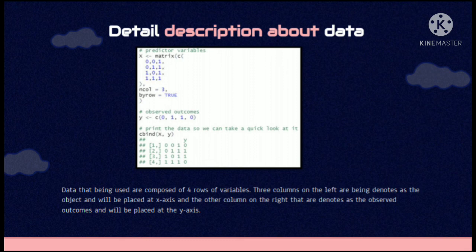Now, the data being used is composed of 4 rows of variables. The 3 columns on the left are denoted as the object and will be placed at the x-axis, and the other column on the right, denoted as the observed outcome, will be placed at the y-axis. As you can see, we have provided the code at this slide.